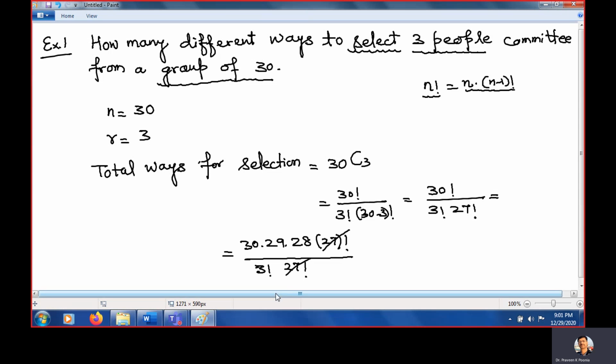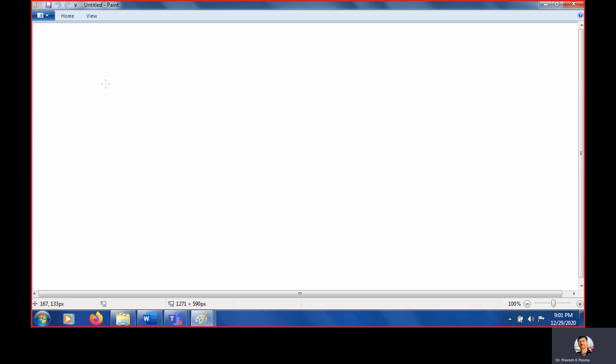This 27 factorial is cancelled by 27 factorial. And how much is it? 30 into 29 into 28 upon factorial 3, which is 3, 2, 1. Now use your calculator and simplify this. You will get 4060 ways. So if the college dean wants to select 3 teachers from a group of 30 teachers, then how many ways are there? There are 4060 ways to select a 3-member committee.